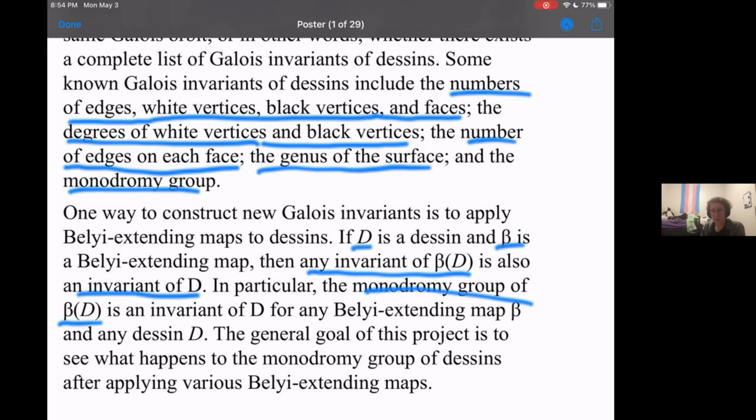So the monodromy group we get after applying a Belyi-extending map will be an invariant of the original Dessin. We already knew the monodromy group of D is an invariant of D. But now we also know that the monodromy group of beta of D, which could be different, is also an invariant of D. So what I do in this project is look at these monodromy groups, play around a little bit, and see if I can find any patterns.